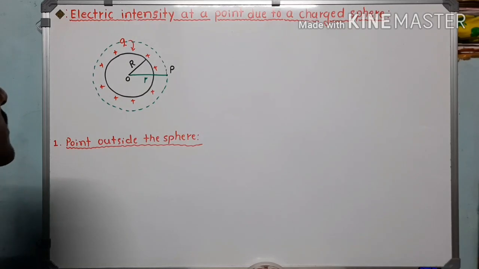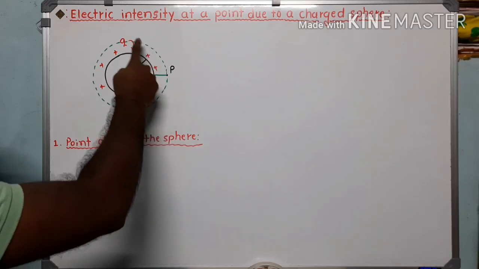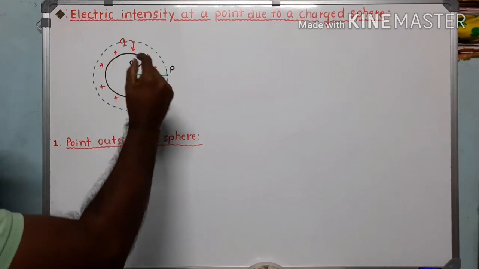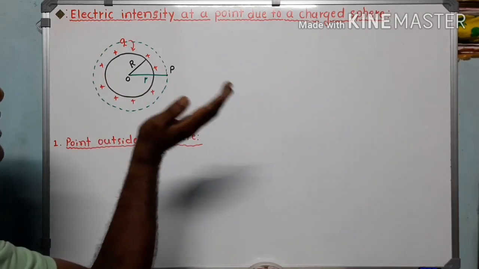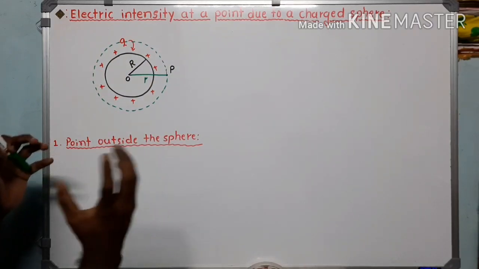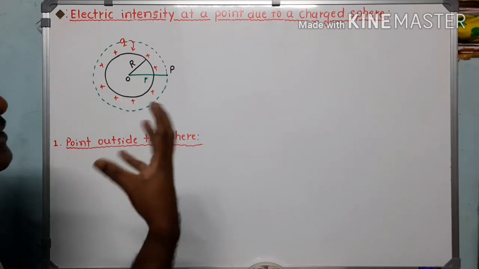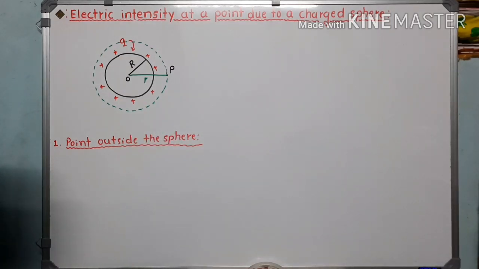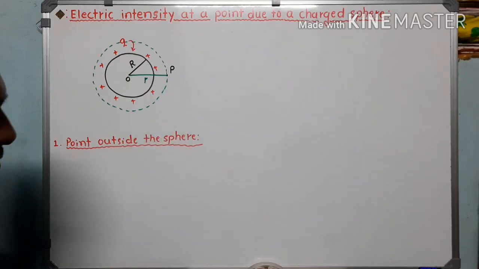My dear students, if you want to apply Gauss theorem, two conditions must be satisfied. What are those? At all points on the surface, the electric intensity should be the same and it should act along the normal to the surface. If these two conditions are satisfied, then only we can apply Gauss theorem. The surfaces which obey these two conditions are known as Gaussian surfaces. Now let us study whether this imaginary sphere obeys those two conditions or not.